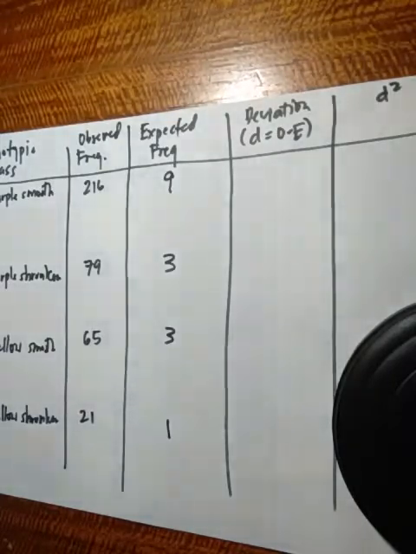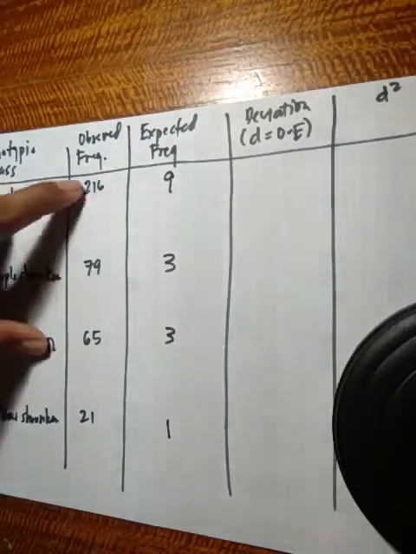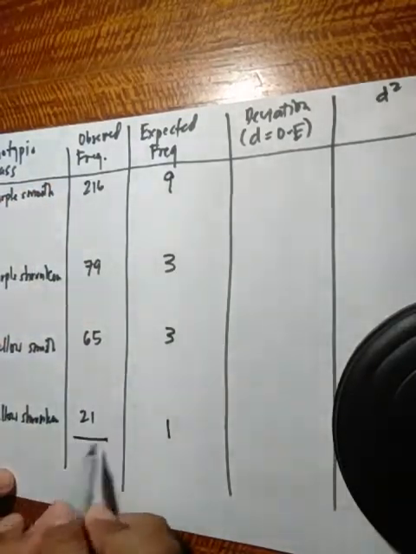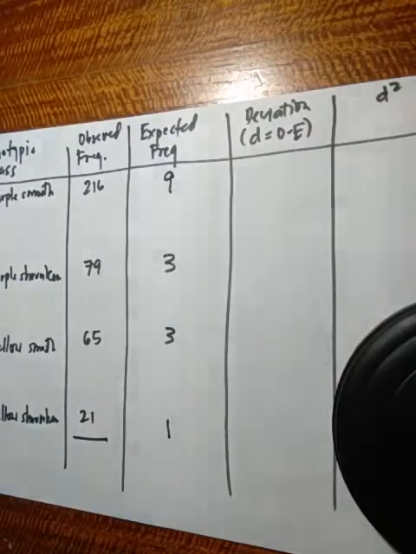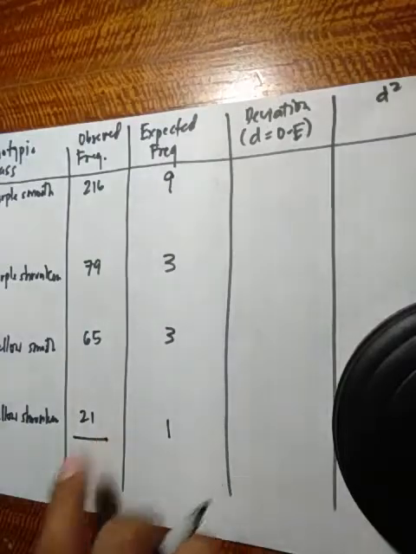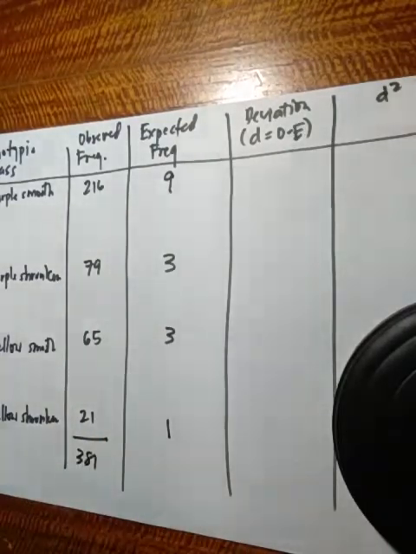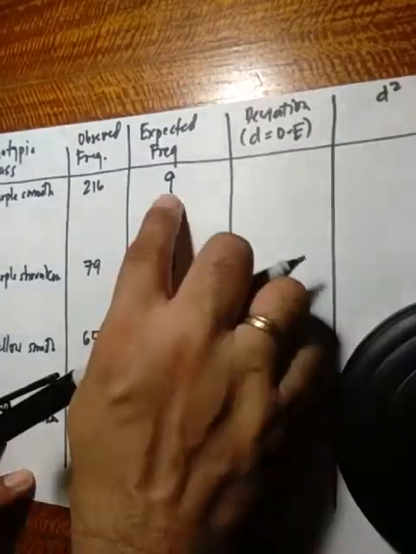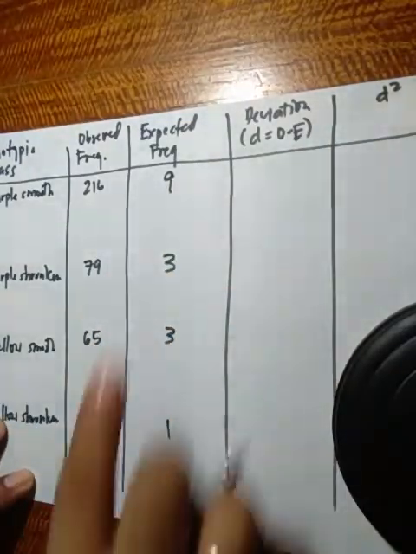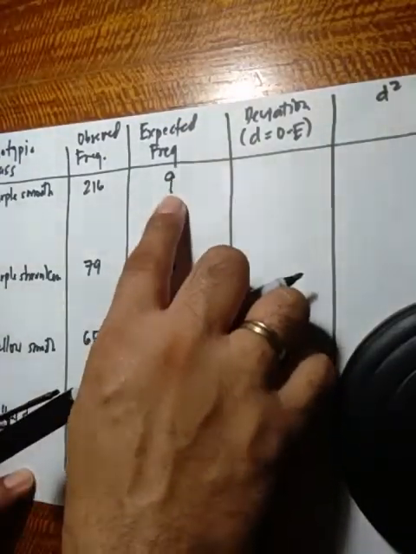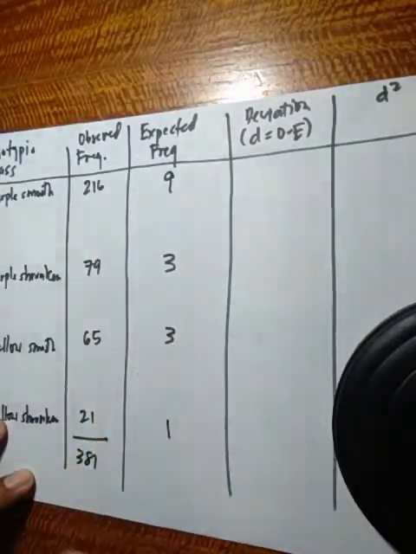But this is still incomplete because we need to compute for the expected frequency. So how do we do that? We need to get first the total of this, 216 plus 79 plus 65 plus 21. So we will have 381. Now in this case, bakit natin sinulat ito? Because we're going to be multiplying the ratio to the total.